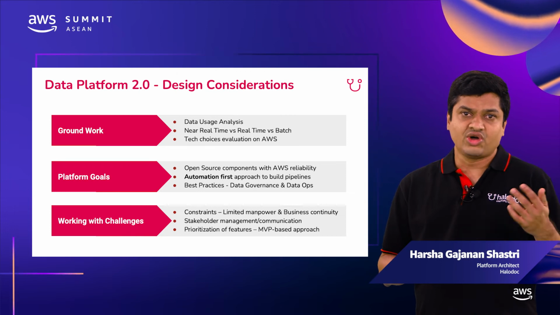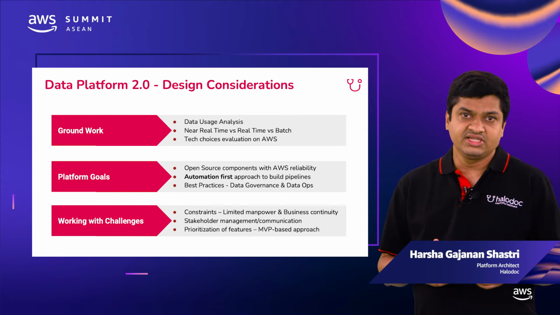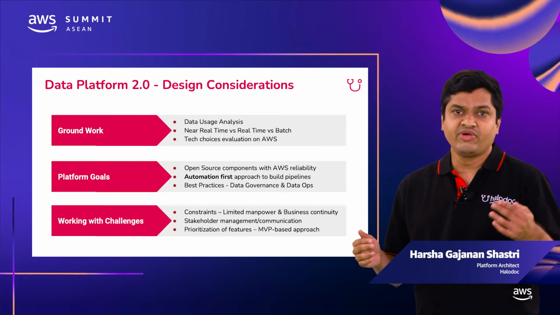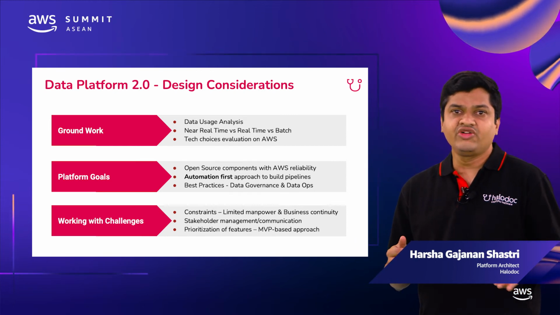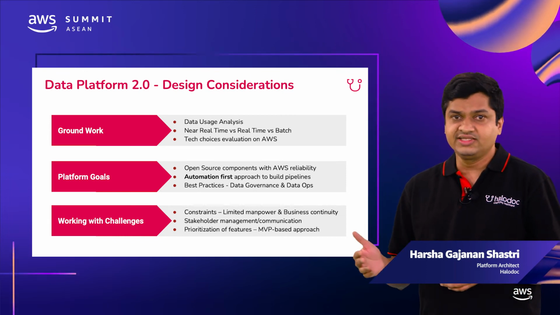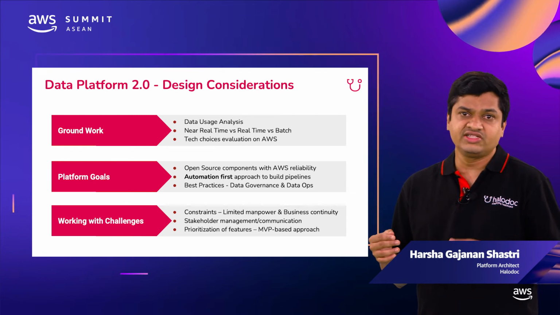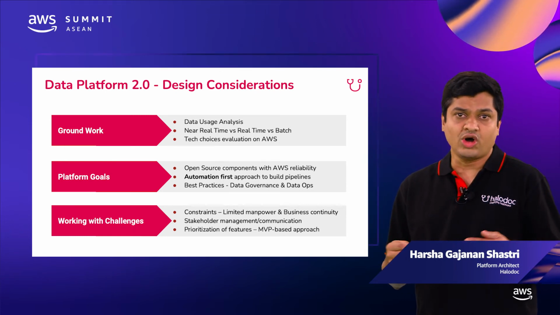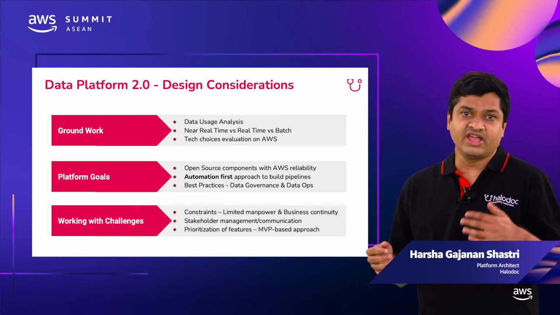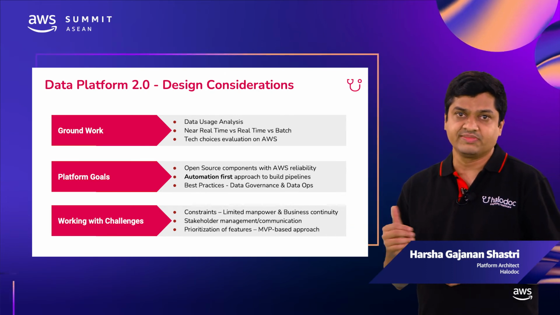To execute this complex project, we had to overcome two constraints: limited set of resources and ensuring business continuity. We are a small team of 4 to 5 engineers, and they had to work on existing business requirements while building the new platform. To mitigate risk, we followed an MVP-based approach. In the first milestone, we prioritized the features that were essential to operationalize the platform. This feature prioritization, along with effective collaboration with the stakeholders, helped us to speed up the execution.